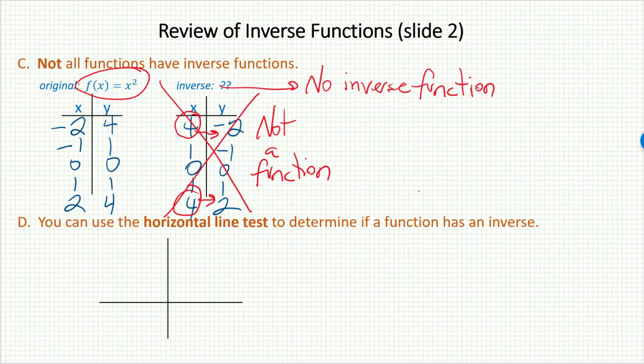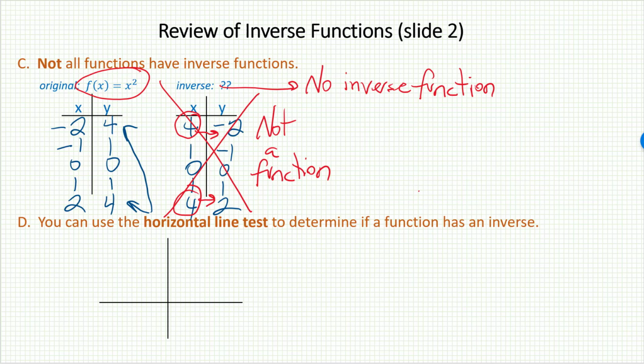Could we have predicted this in some way? Absolutely. If you spot repeated outputs in the original function, which is not a problem, that will lead to repeated inputs in the inverse, which means the inverse will not be a function. Well, that leads us to the horizontal line test, which is a quick way to determine whether or not a function has an inverse. We can use this same example.